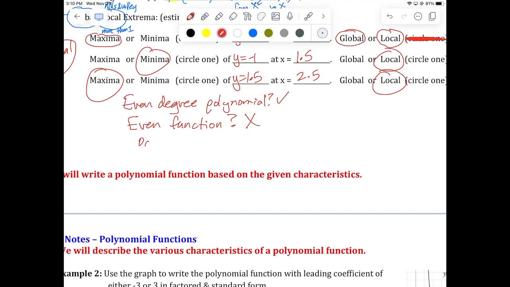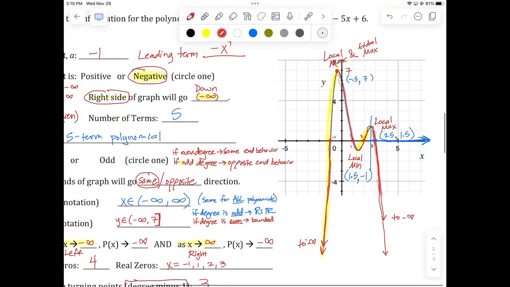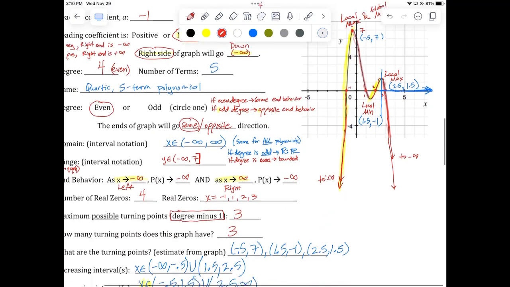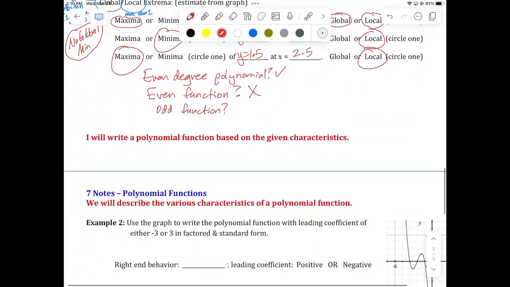Is it an odd function? Does it have origin symmetry? If you put your finger at the origin and turn it upside down, is it the same graph? No way, because right now it looks kind of like a fancy M. If you turn it upside down, it looks like a fancy W. Are M's and W's the same? Nope. So there is no origin symmetry either. It's not an odd function. So there's no symmetry.